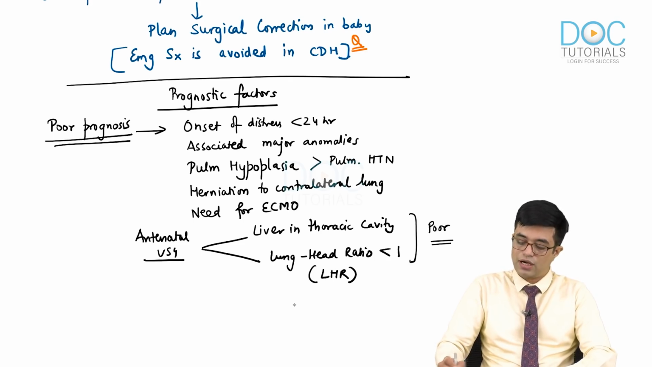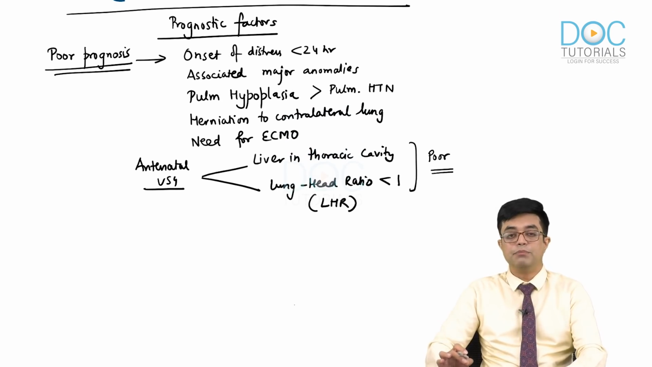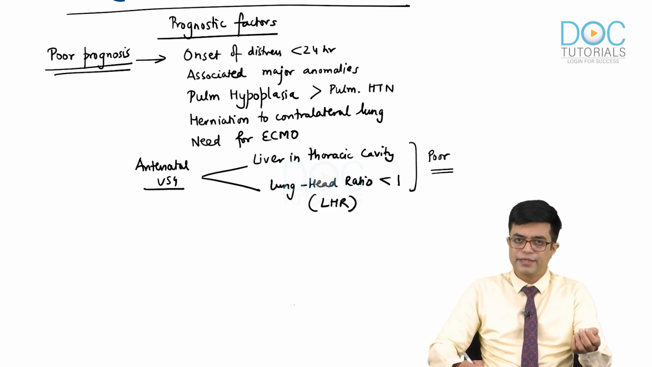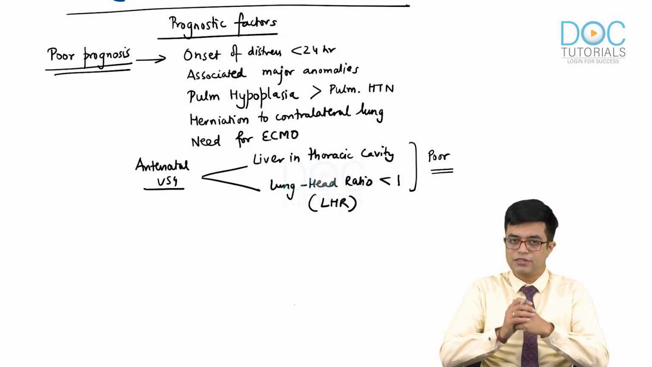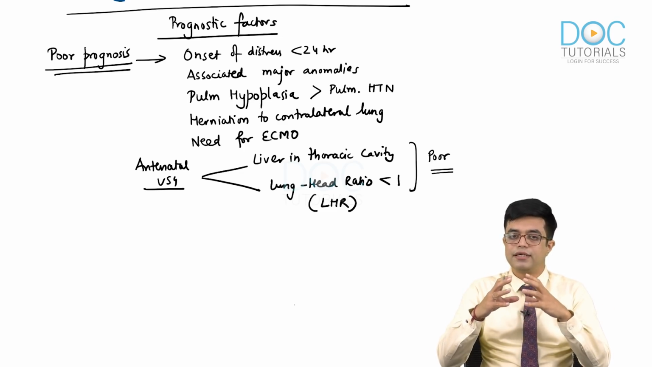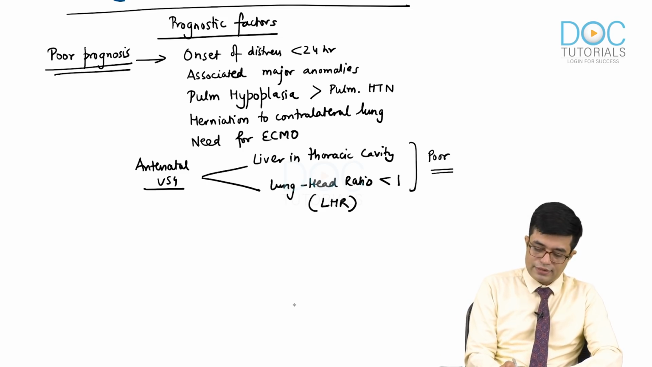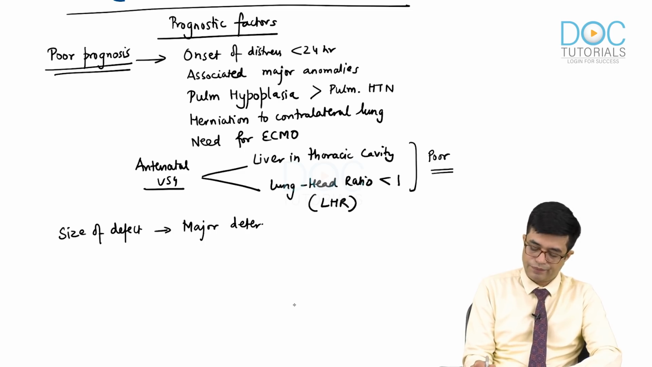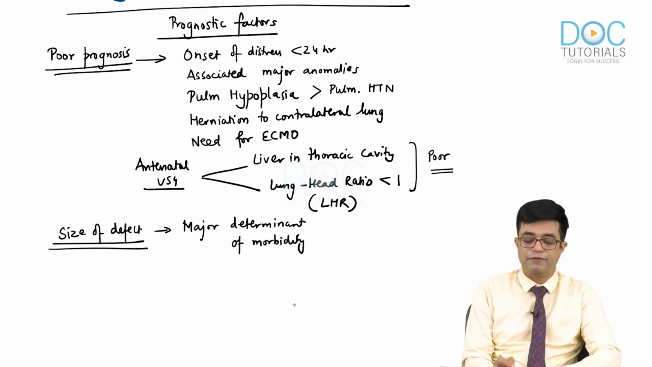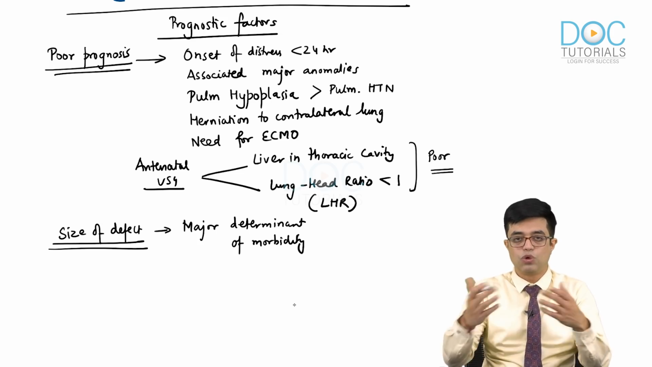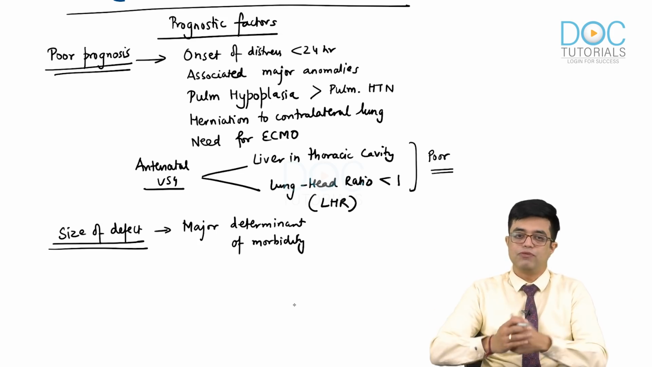So these are the poor outcome factors that you need to remember. They are very frequently asked in Central Institute exams, less frequently asked in NEET PG, but you cannot trust the examiners. When you are doing a topic, you do it inside out. And Nelson says size of defect is a major determinant of morbidity. How severe the features will be is determined by size of the defect. Large defect, more herniation, more pulmonary hypoplasia, more symptoms will be there.